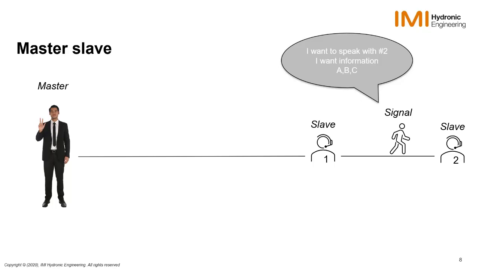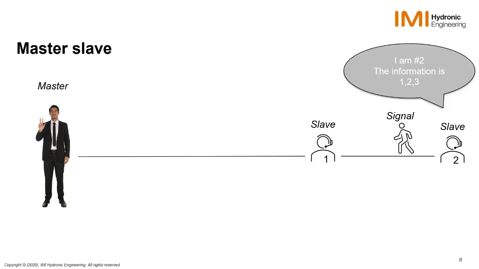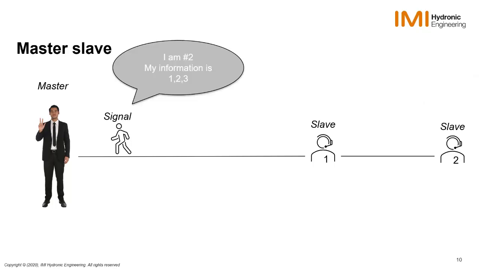And slave number 2 sees the master wants to speak with it, so the slave will respond, I'm number 2, and my information for A, B, C is 1, 2, and 3. Then the signal travels from the slave back to the master: I'm number 2, and my information is 1, 2, and 3. This way the master has found what it's asking for from the right slave. So this is a typical master and slave communication.